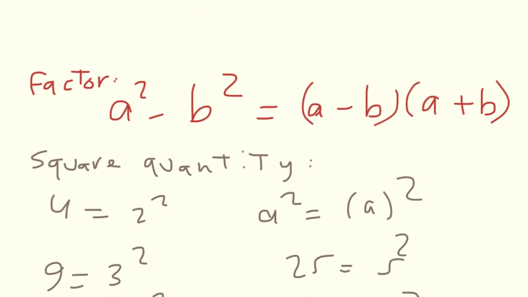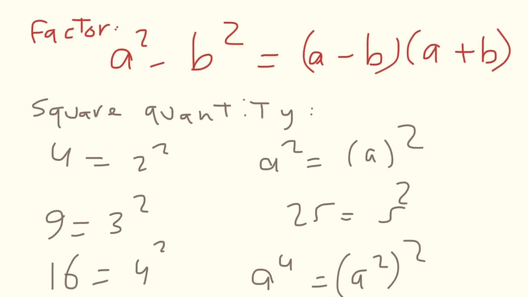the rule is a squared minus b squared is equal to a minus b times a plus b, which means once you know this is a square quantity and this is a square quantity, it is the first minus second, first plus second. And that's what we did. That includes both numbers and variables.